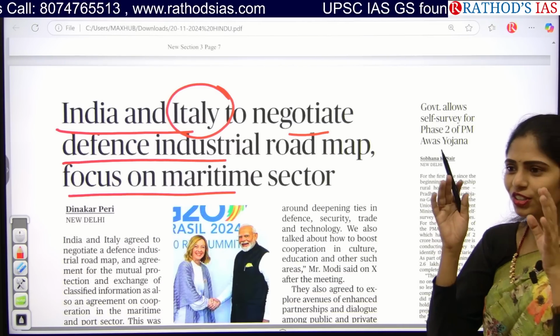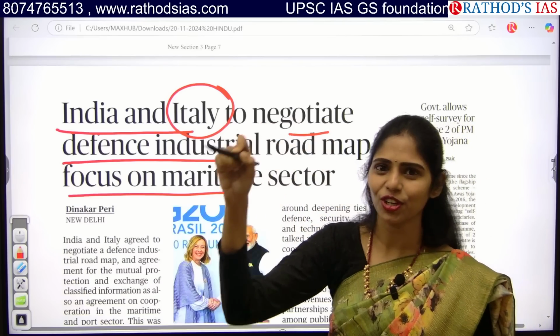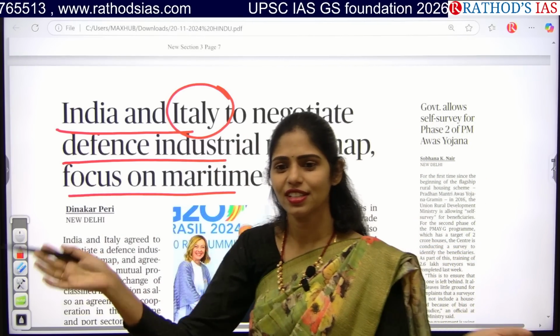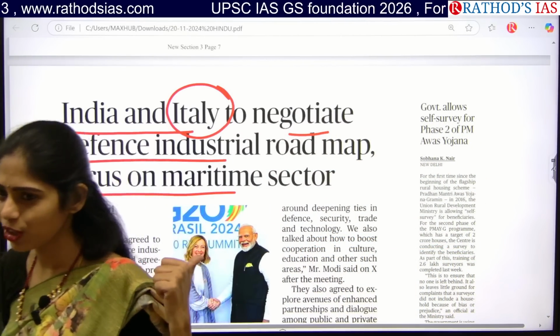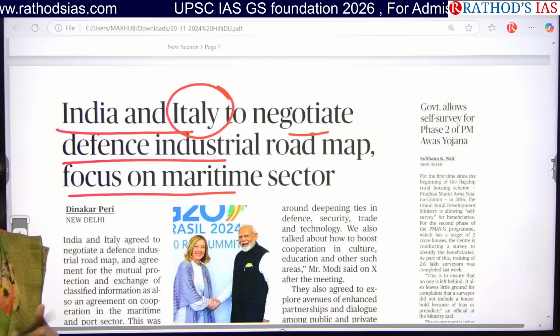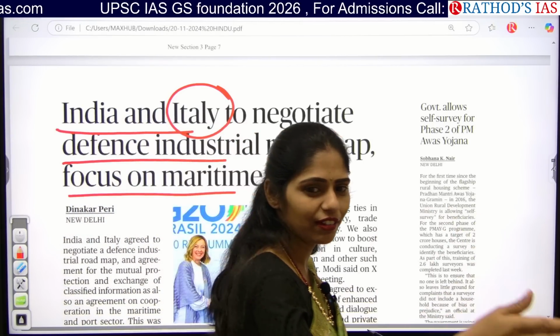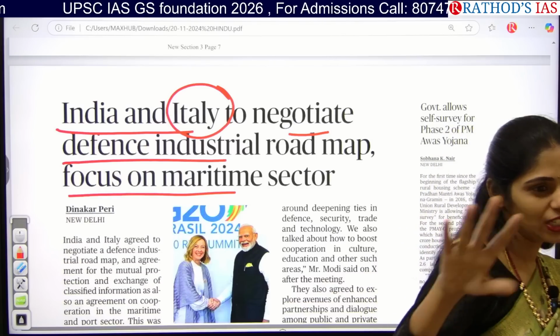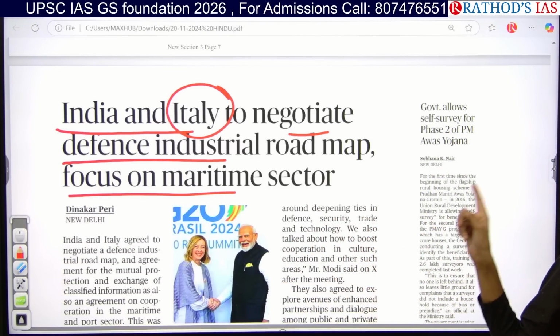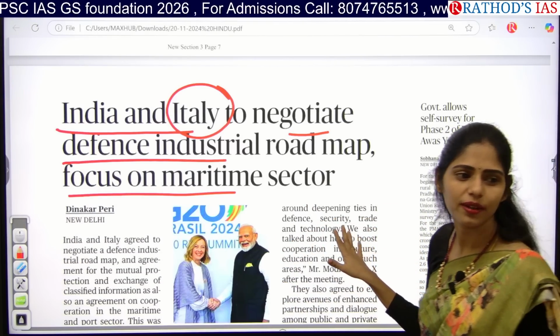So at least whenever you are seeing any continent, see which are the countries which are having maritime boundaries, because we are focusing on maritime more. In future we are going to get more agreements, more MOUs with the countries having maritime boundary, especially in the Indo-Pacific region. So see countries which are sharing boundary with the Indo-Pacific region today.